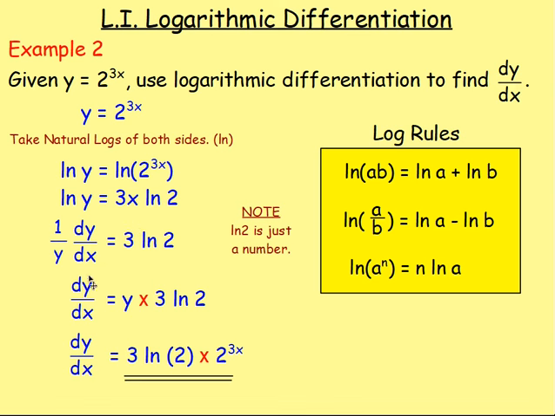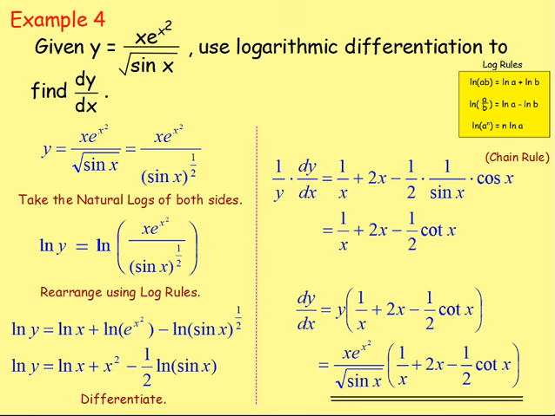From there, you want to get dy by dx on its own, so multiply both sides by y to get rid of this divide by y. That'll give us y times 3 ln 2. And then from there, well, we want to write our answer in terms of x, but note we've got a y. So how do we get rid of y? Well, we get rid of y by swapping y with 2 to the power of 3x. So y becomes 2 to the power of 3x, and we would have 3 ln 2 times this y, which is 2 to the power of 3x. So that'll be your answer. We did other examples.